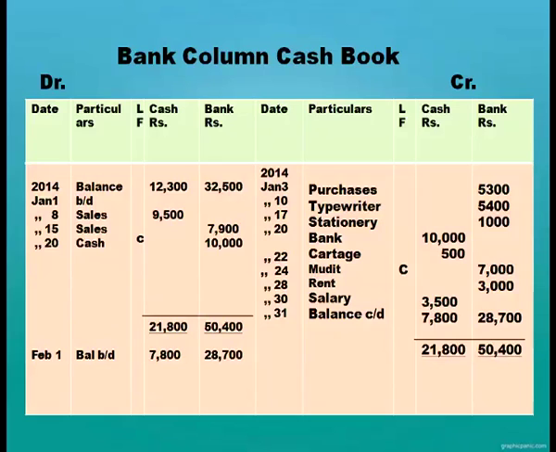Similarly, you are balancing the bank column also in order to find out the bank balance. Biggest total on both sides of the bank column, 50,400. The difference came to 28,700. That balance will be brought down in the beginning of the next month. Balance brought down 28,700 in the bank column, and in the cash column 7,800.